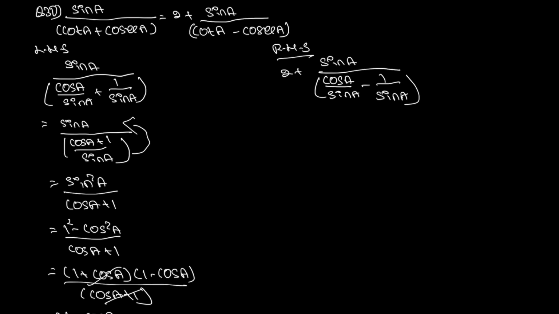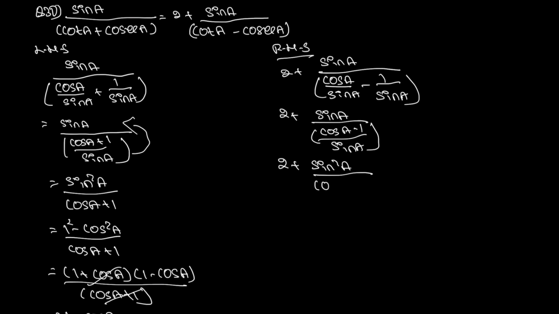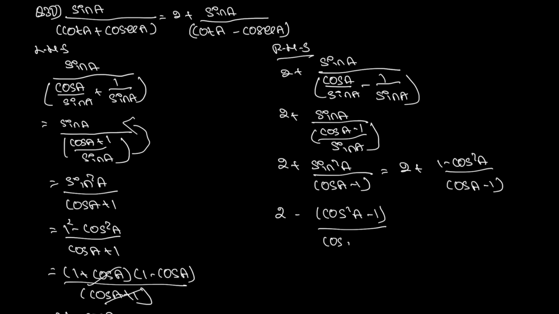Again, here we have the same denominators. So again we'll be doing the same thing. We'll get it as cos A minus 1 by sine A. Again, transpose this to the numerator. We'll get it as 2 plus sine square A by cos A minus 1. Again, write the sine square in the form of 1 minus cos square A. And here we'll be having cos A minus 1. This we will write as 2 minus of cos square A minus 1 by cos A minus 1.